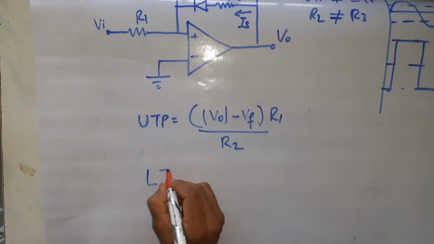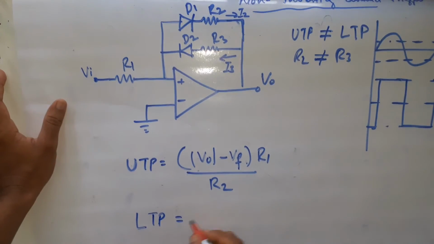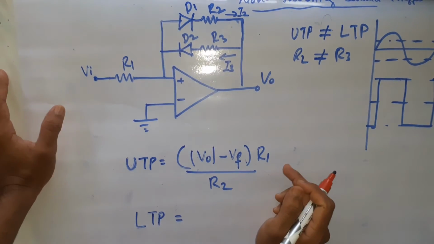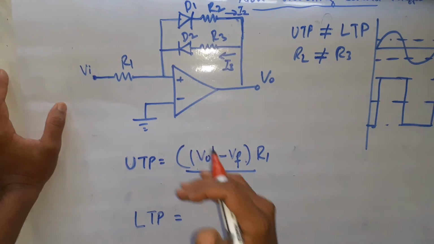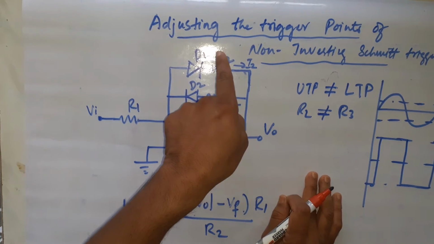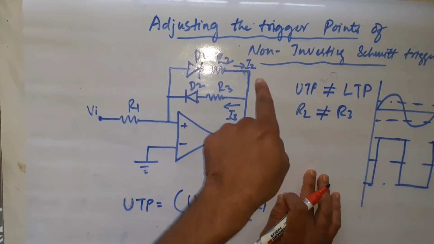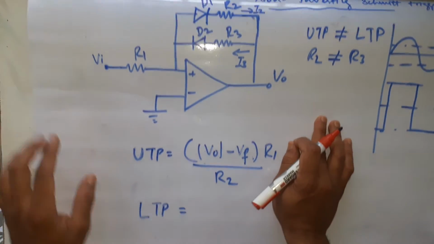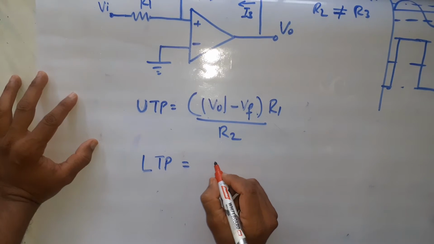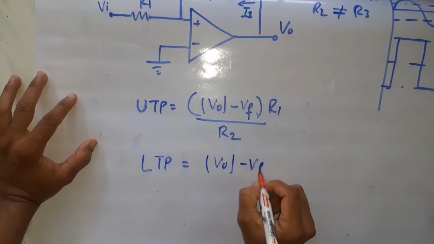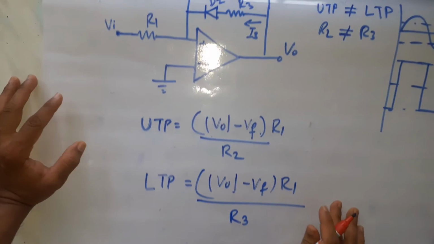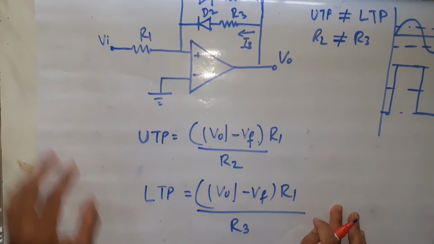Now, what is LTP? See, I have used this voltage divider rule once again. This trigger voltage is equal to, the steps, if you require, you can use my previous video before explanation of this adjusting trigger points. I have also made a class on non-inverting Schmitt trigger. There you will get all these equations. Okay. So I will be writing directly here. So LTP is going to be minus VF as it is R1. Here you will not have R2, you will have R3. You will have R3 here. Okay.